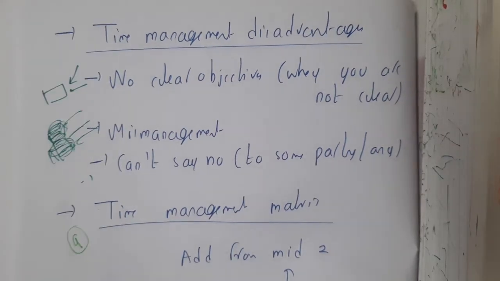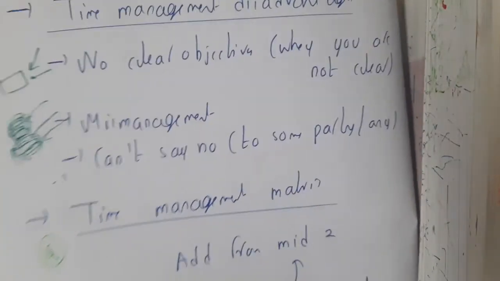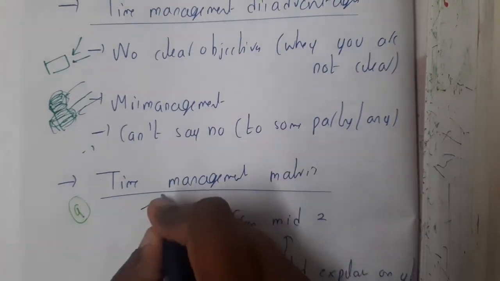So I hope everyone got some basic idea about time management and its advantages and disadvantages. We also discussed the approaches, right? In the next lecture we'll be discussing the time management matrix, guys.